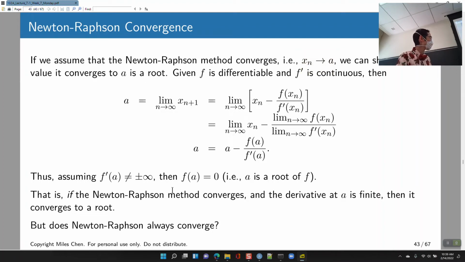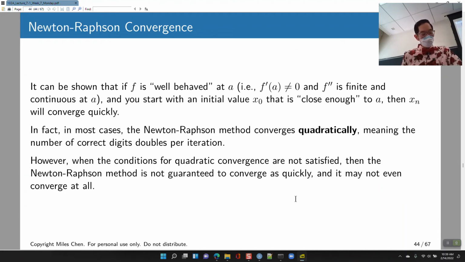So assuming that f prime of a isn't equal to plus or negative infinity, and that f of a is indeed a root, then if the Newton-Raphson method converges, then it converges to a root, okay? But does the Newton-Raphson method always converge, right? So the derivative has to be finite, okay? But does it always converge? And the answer is it does not always converge, okay?